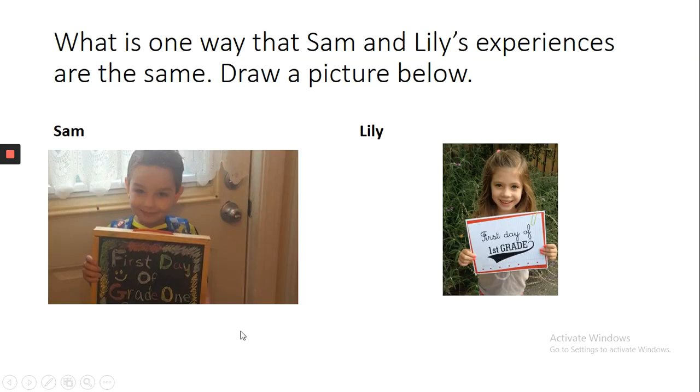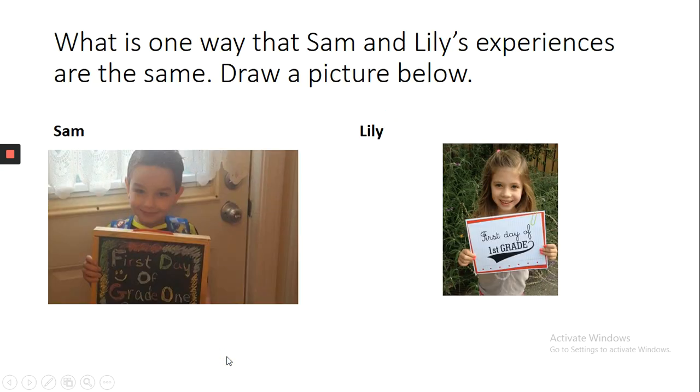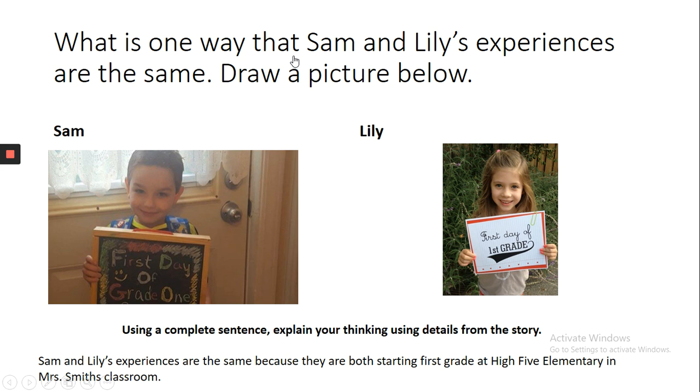The next thing that I need to do, sorry, I don't know why this isn't working. Oh, the next thing that I need to do is it says using a complete sentence, explain your thinking using details from the story. So what it wants me to do now is create a sentence using the details from the story and making sure that it matches our picture of how the characters' experiences are the same. So I said, Sam and Lily's experiences are the same because they are both starting first grade at High Five Elementary in Mrs. Smith's classroom. So I just took the main idea of how their experiences were the same that matched my picture and wrote a sentence using the details from the story.